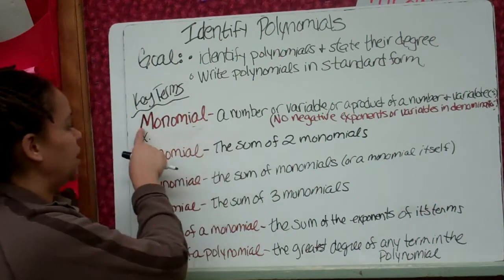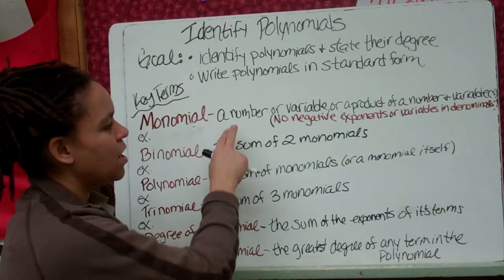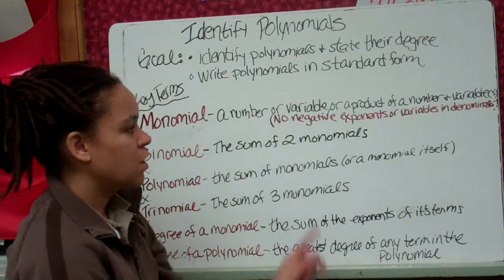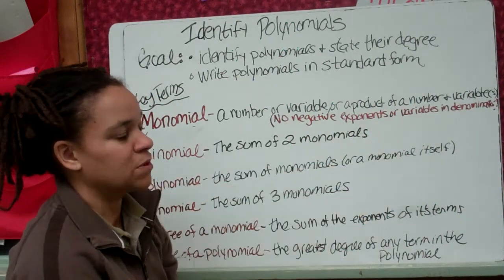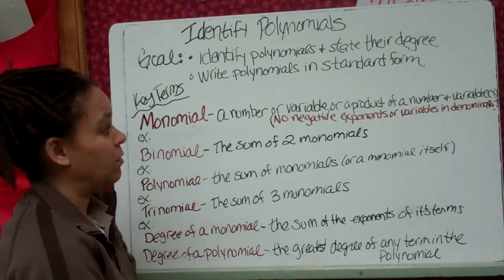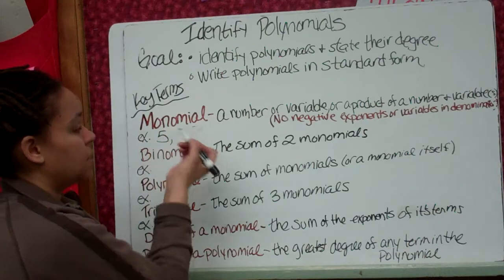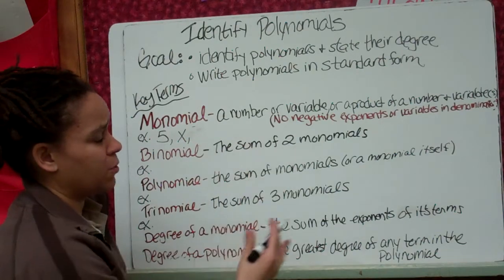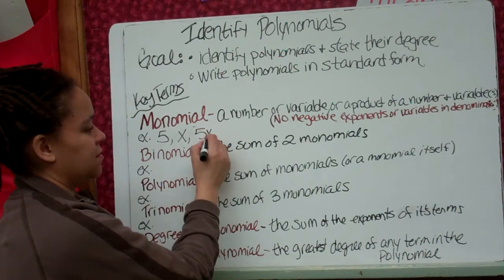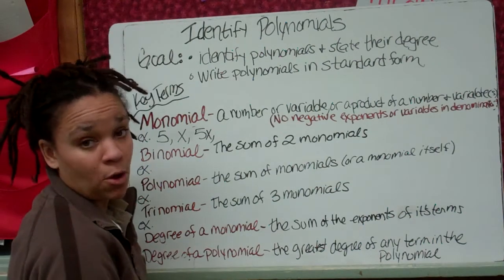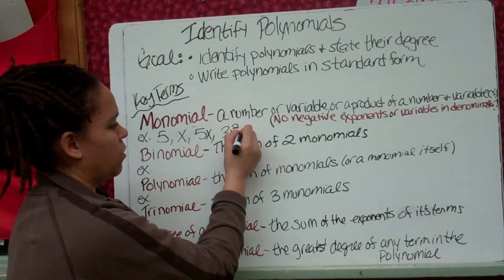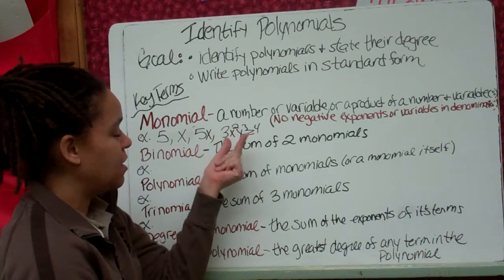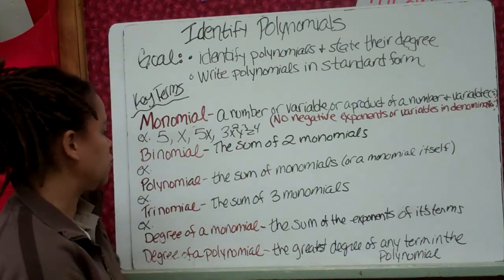A monomial, key prefix mono, is a number or variable, or a product of a number and variable or variables. You can have no negative exponents or variables in the denominator. So let's look at some examples of a monomial. It could be a number, 5. That's a monomial. A variable, x. That's a monomial. A product of a number and a variable, 5x. That's a monomial. A product of a number and multiple variables, 3x squared y cubed z to the 4th. Still a monomial. Even though there are many pieces, it's still just one term. There's no addition or subtraction.